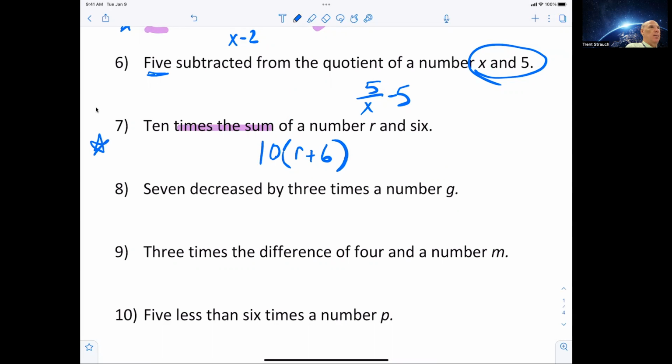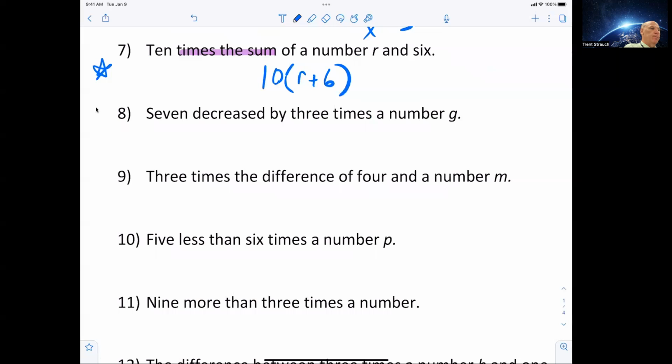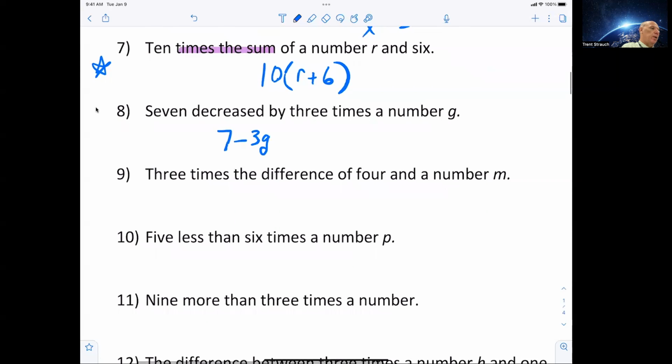Times and sum. All right, Mr. Cappy, tell me. 7 minus 3 times. Yep, so how do I write that? 7 minus 3g. Now, remember, in algebra, we don't have to say times g. We just say what? 3g. All right, now remember, speak up, please. All right, if you're not sure. All right, number 9.